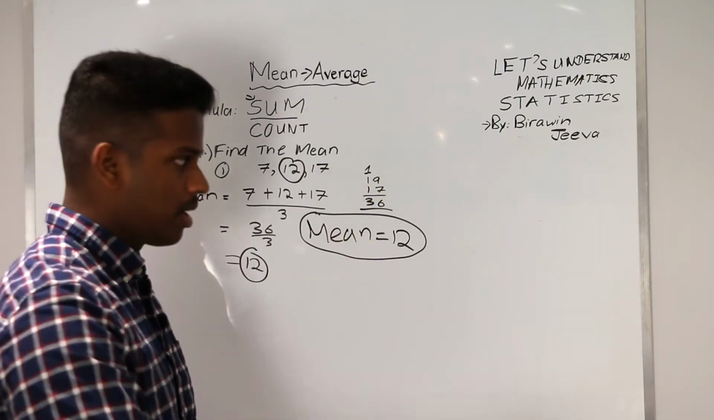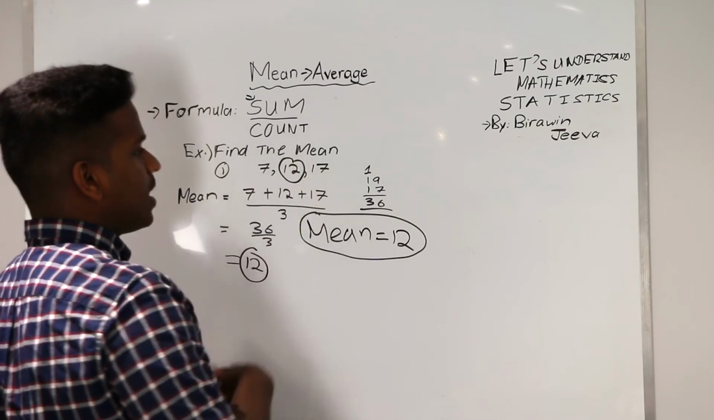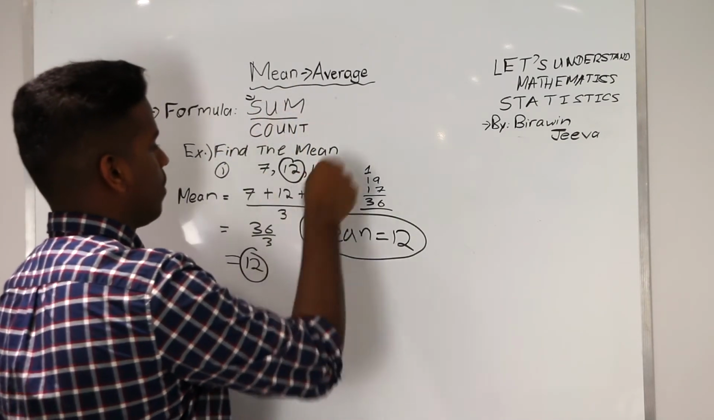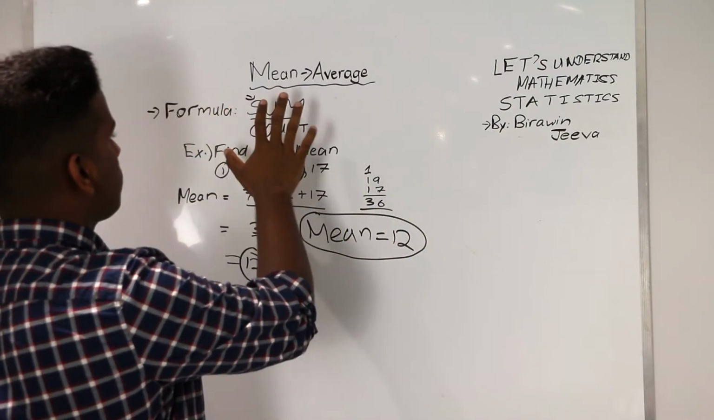It might be a decimal number, and you can't find it easily. You have to use this formula. You can't just pick the middle number here, which is 12. Okay, 12 is the mean. So that's how we find the mean. The formula equals sum over count.